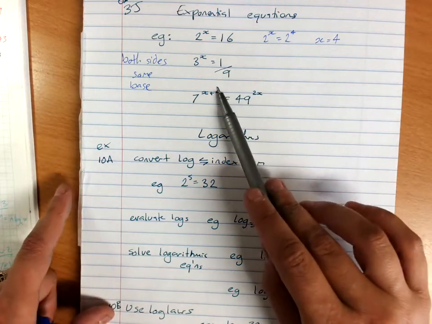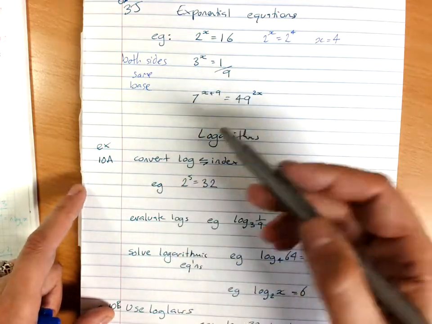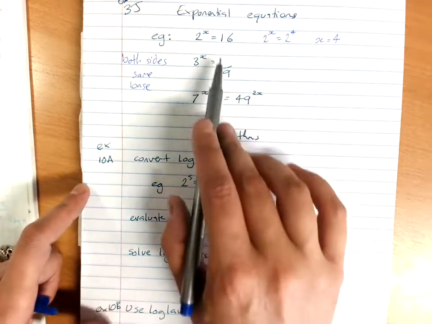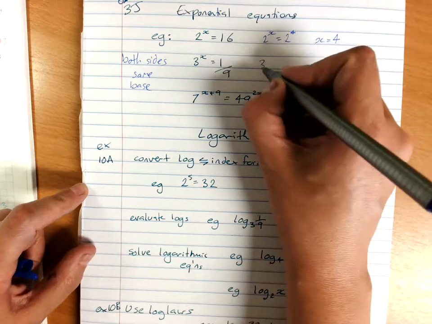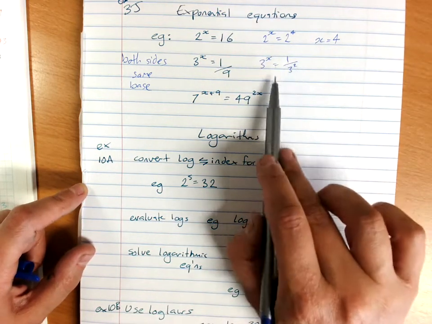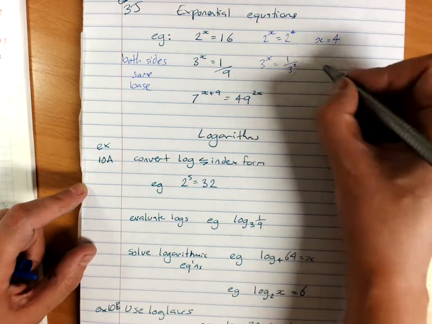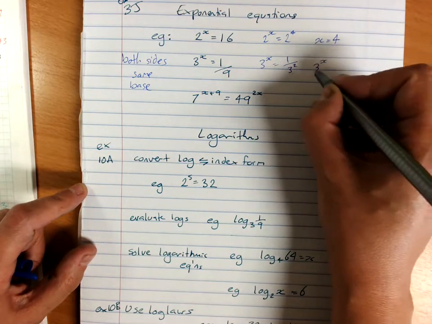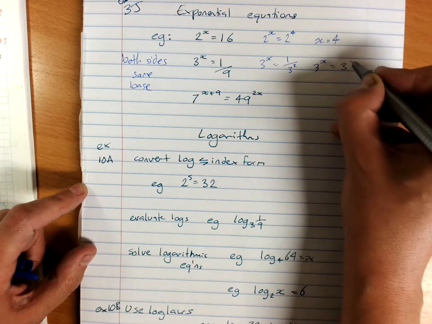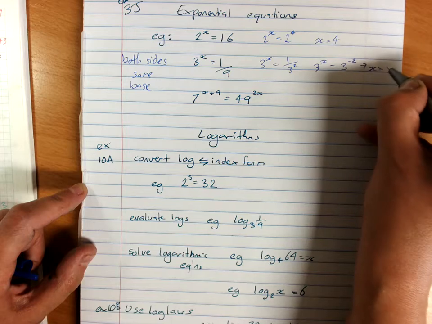When you see a fraction, don't get tripped up. This is your fractional indices, or your negative indices again, obviously. So 3 to the power x equals 1 over 3 squared, and 1 over 3 squared can be rewritten. So 3 to the power x is 3 to the power negative 2, so x equals negative 2.